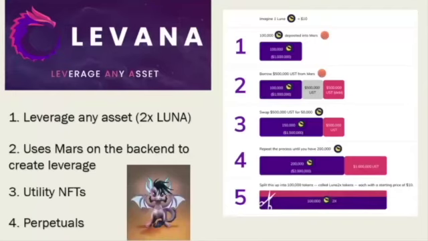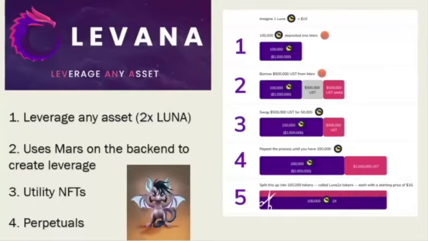Next is Lavana. All these are Delphi Digital projects. Lavana stands for leverage any asset, and their very first product is called 2x Luna. Derivatives is a very, very big market. If you look at centralized exchanges, derivative volumes typically do 3-4x higher than spot volume. So there's a very big market for leverage.